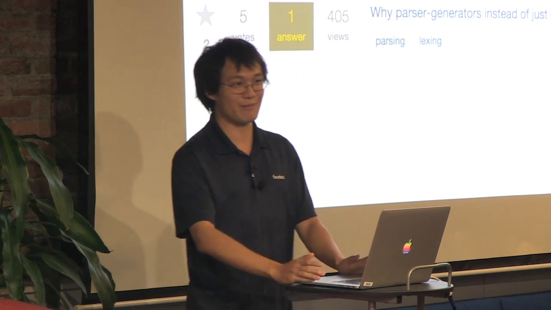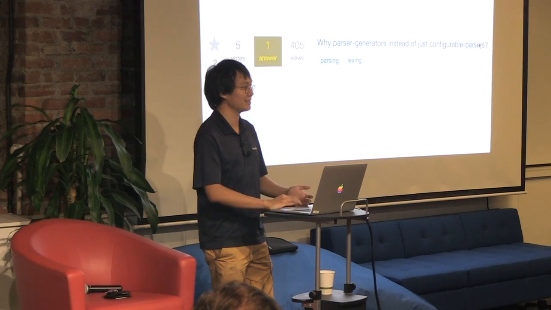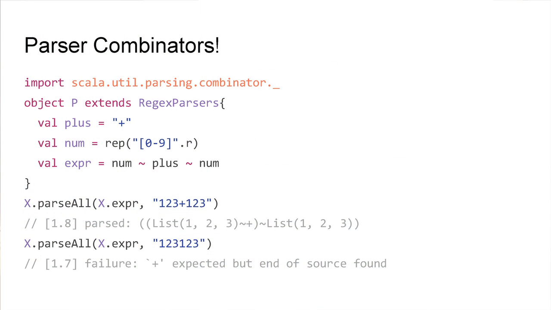I have a matrix library, or I have a type checker maybe in the library, or I have a web app framework. So why do people writing parsers tend to use parser generators? And the answer is that you don't really need to have parser generators. So this is something I discovered a few years ago.